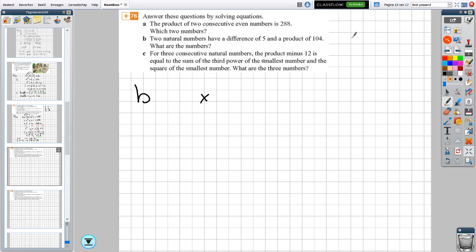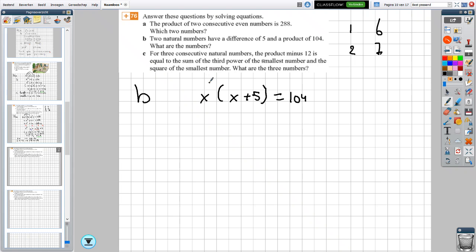Which means, let's say the first number is 1, this next one is 6. The first one is 2, the next one is 7, etc. So if this one is x, the other one is going to be x plus 5. And I still have products of 104. And put this inside of brackets, please, right? I have to multiply everything.